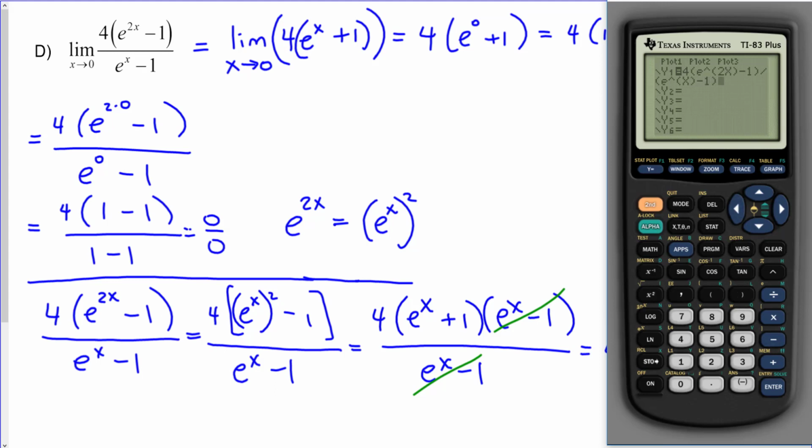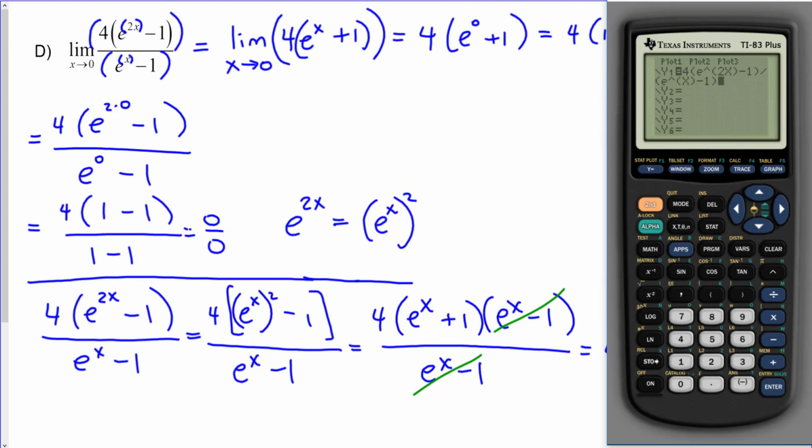Sometimes in the calculator these parentheses get a bit hairy, but anything as exponents goes in parentheses, anything around denominators or numerators should go in parentheses. Since it's 4 times those parentheses, you don't technically need something around the 4, but if you want to be safe, you can put a second set.